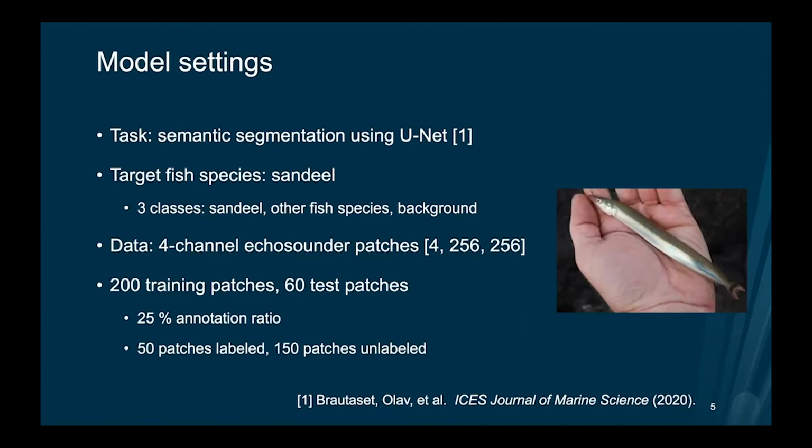And to make the problem manageable, we sample patches from the 4-channel echosounder data with a size of 4 channels and 256 by 256. We sample 200 patches for the training set and 60 patches for the test set. And we simply set a 25% annotation ratio, which means that 50 patches out of 200 are annotated, they are labeled, and the remaining 150 patches are unlabeled.